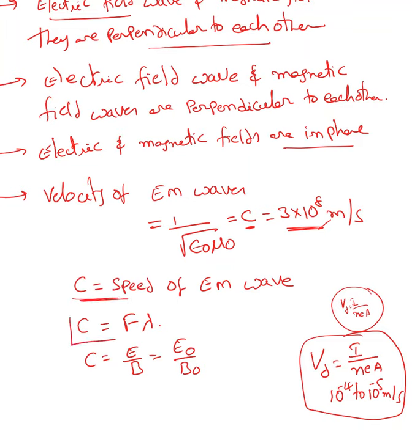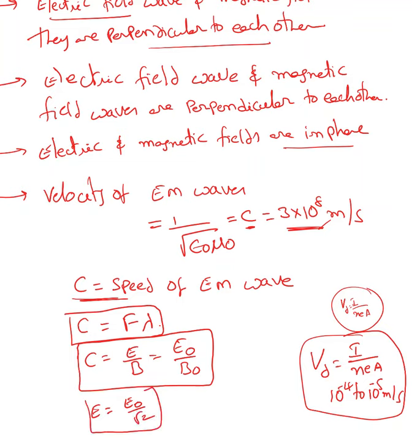C, speed of light, has another formula: c equals f times lambda. F is frequency in hertz, lambda is wavelength in meters. And c has another formula too: c equals E over B, or E naught over B naught. E naught indicates the amplitude or maximum value, and B naught is the maximum value. So you can use the RMS value or the maximum value, because we know that E RMS is E naught over square root 2 for a sinusoidal waveform. That's what we learned in the previous chapter.